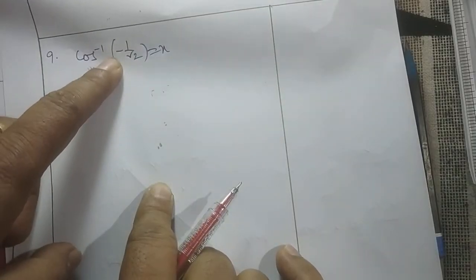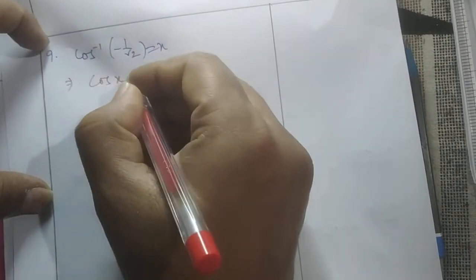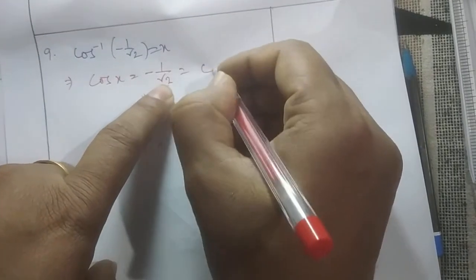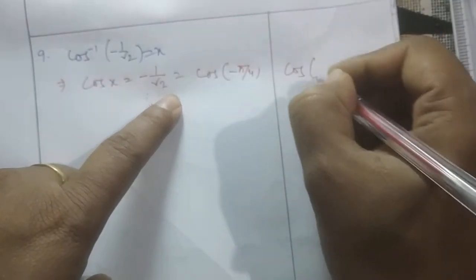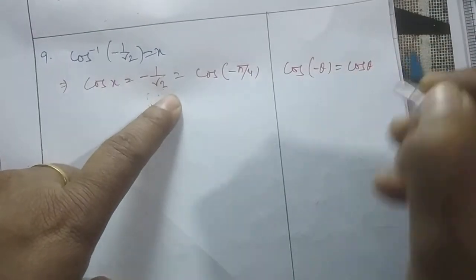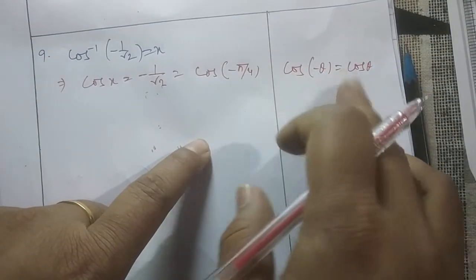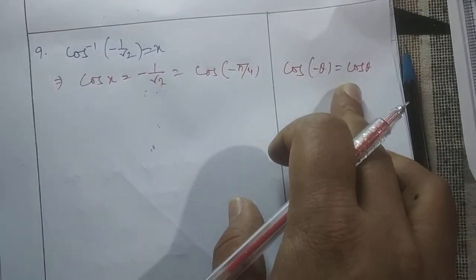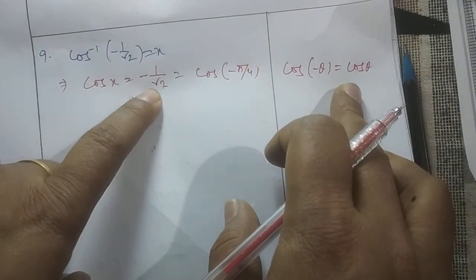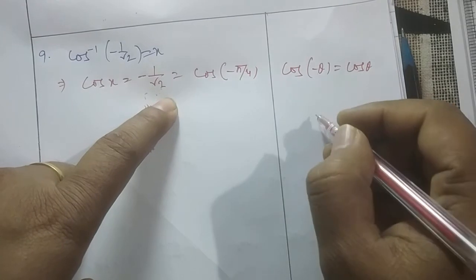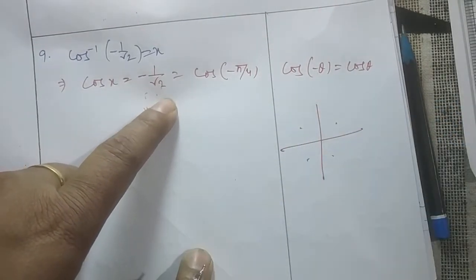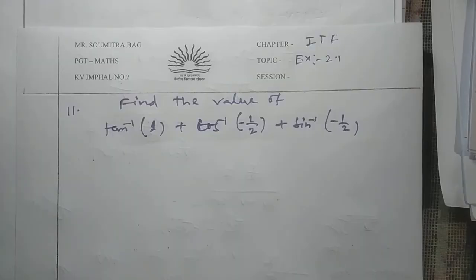Here we had cos inverse of minus 1 by root 2 equal to x. So from here we can write only that cos x is equal to minus 1 by root 2, but it cannot be written as cos of minus pi by 4, because we know cos of minus theta is only cos theta. That means there is no effect of the negative sign on cos. That's why cos x equal to minus 1 by root 2 cannot be written as cos of minus pi by 4. That's why here we have taken the help of quadrants. Understood?